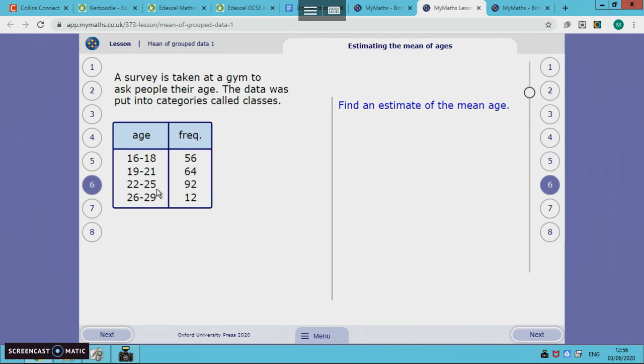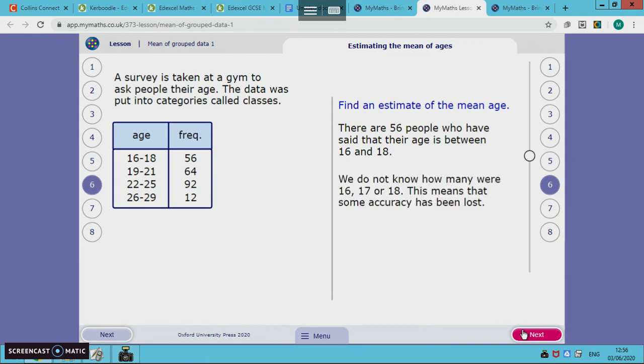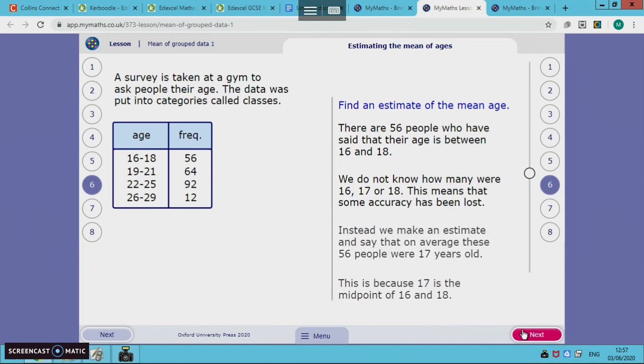This is why it's called an estimate of the mean when you're using grouped data, because it's never going to be accurate, because you don't know what those ages are in those groups. You don't know specifically. You only know it's between those two numbers. So let's have a look at how we could do this. 56 people have said their age is between 16 and 18. We don't know whether that means they're 16, 17 or 18, or how many of each of those are. So some accuracy has been lost when we put that into groups.